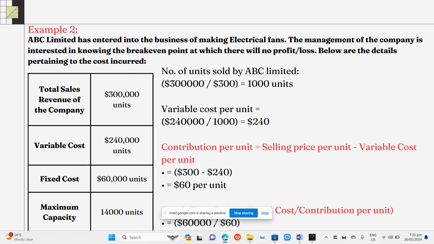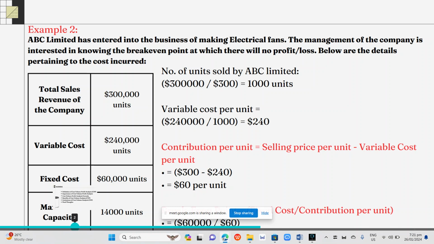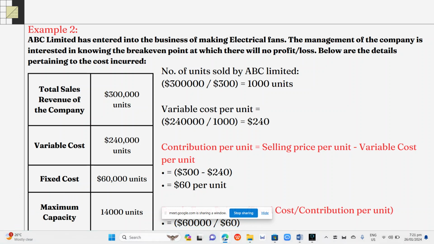Ang kukunin naman natin ngayon is contribution per unit. So, selling price per unit minus variable cost per unit. So, ang selling price per unit natin is 300 per fan. Minus natin siya sa variable cost per unit na nakuha natin, which is the 240. So, ang kakalabasan niyan is 60 per unit. And then, pag kukunin naman natin ang ating break-even point, it's equal to fixed cost over contribution per unit. So, ang kanyang fixed cost is 60,000. And then, yung nakuha nating contribution per unit is 60, which is 60,000 divide 60 is equal to 10,000 units.